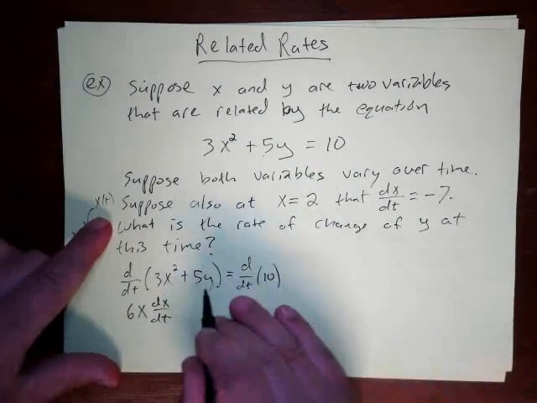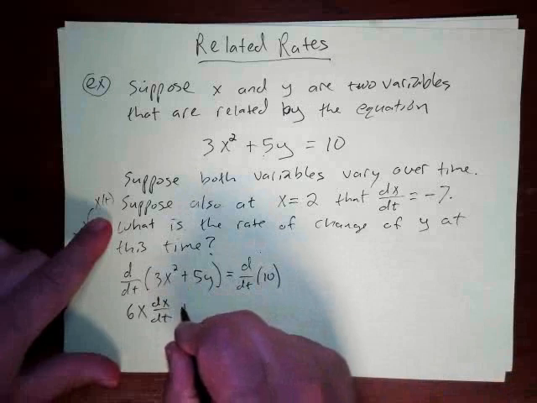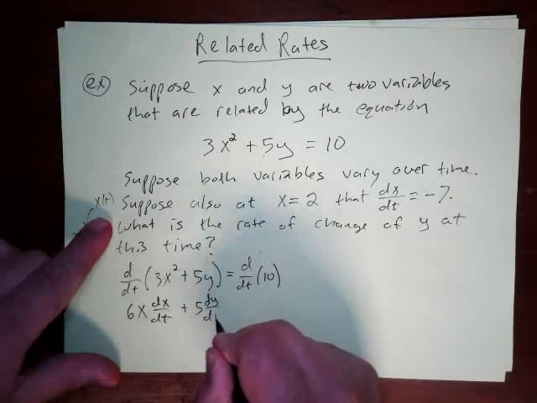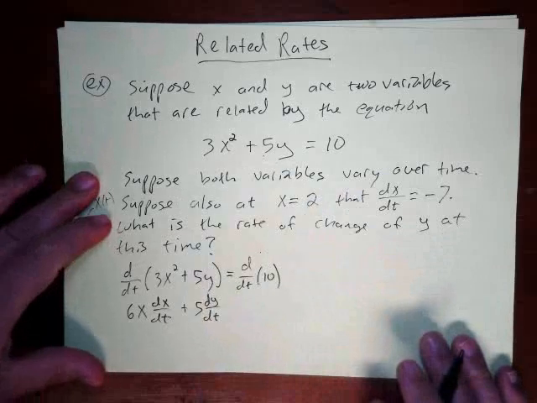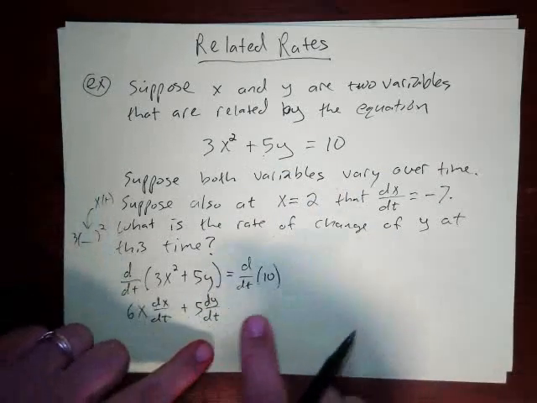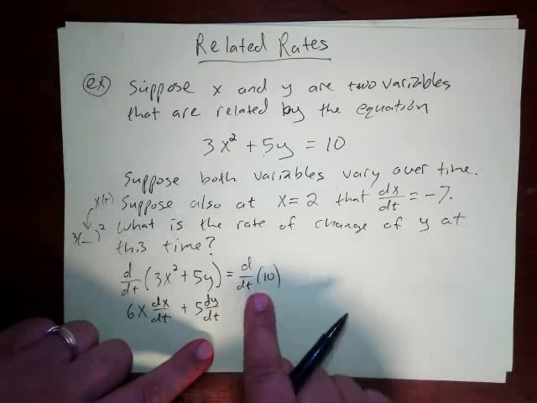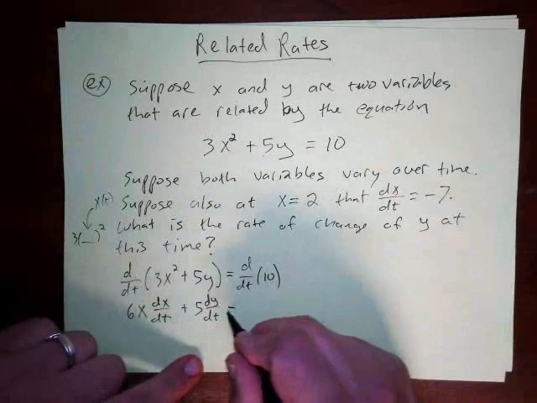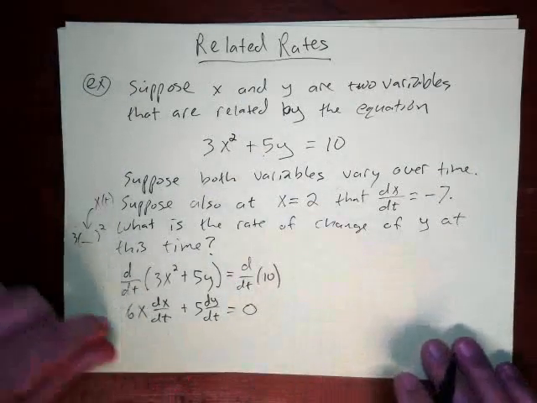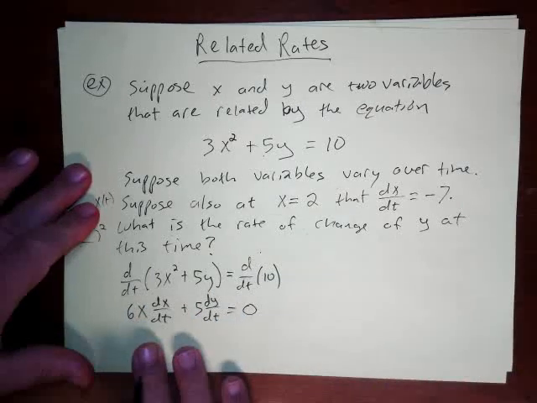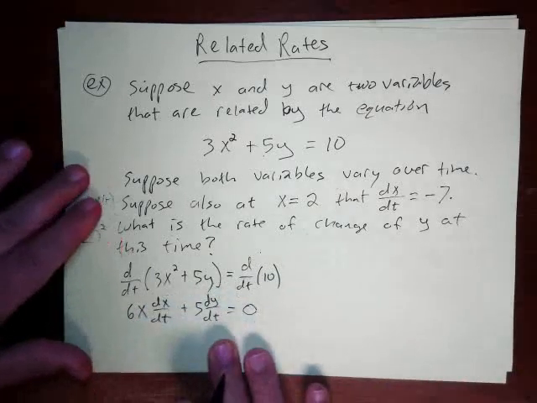Okay, and now this one will just be plus 5 dy dt. And that's implicit differentiation, both of these with respect to t. Now this is a constant, so if I take the derivative of a constant with respect to t, that's just equal to 0. So I have this equation, and it involves both a dx dt and a dy dt.